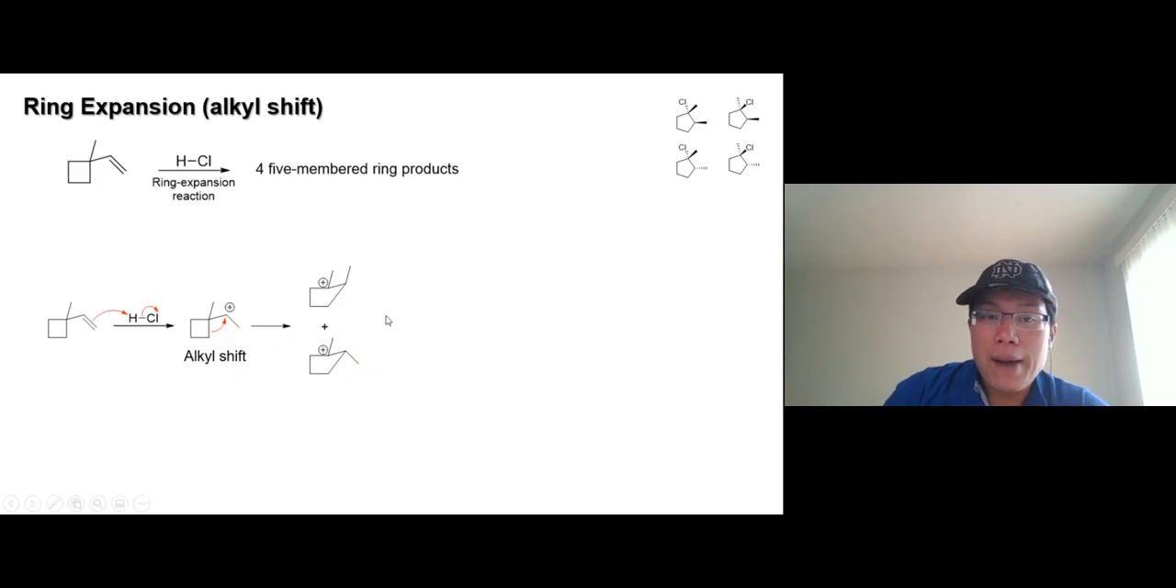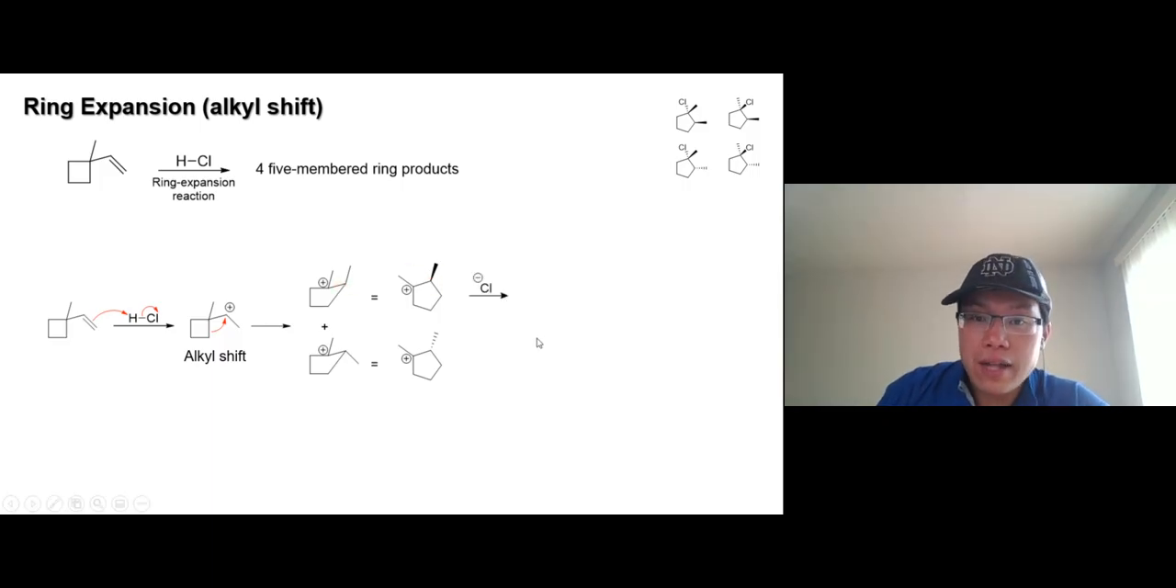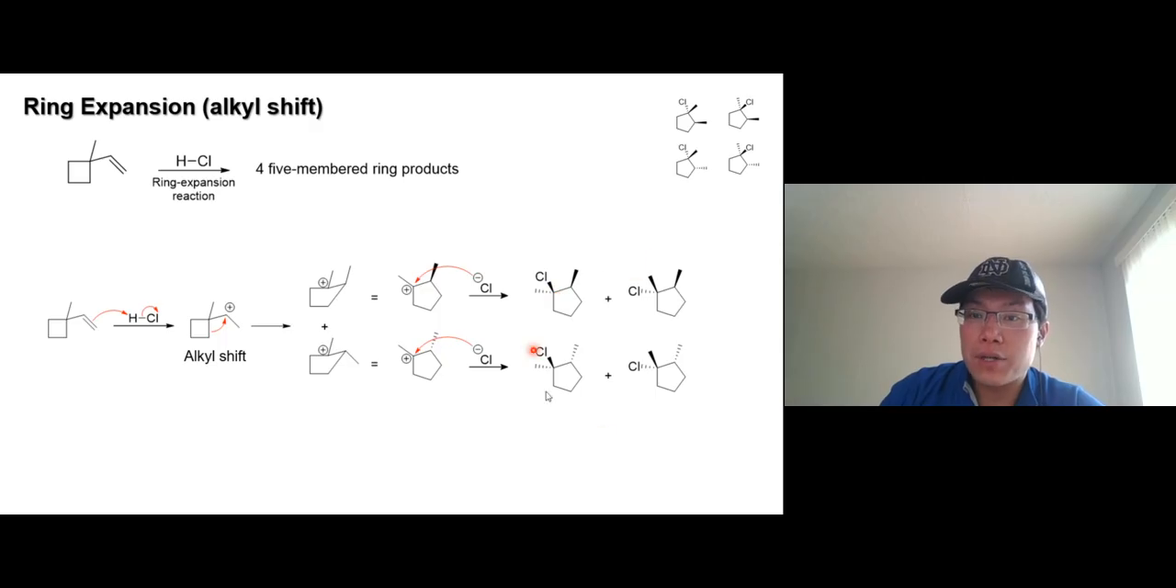I'm going to draw a bond line structure. So you should get up and down. This carbon here, this carbon there, this carbon here, this carbon there. And then chloride can attack this carbon here from the top face and the bottom face. You get chlorine at the top, chlorine at the bottom. Same thing down here. Chlorine can attack from the top, attack from the bottom. So chlorine up, chlorine pointing down. So 4 5-membered ring products.